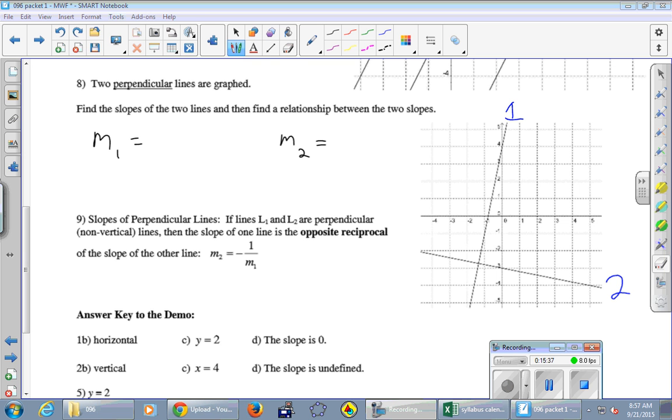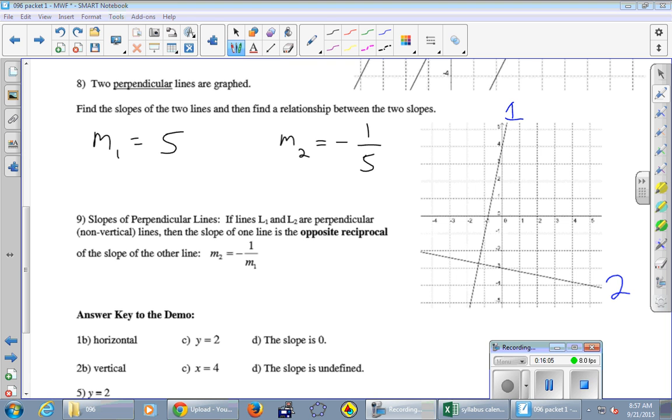Okay, so any of my line 1 people, what's the slope of that rising line? 5? Any of my line 2 people, what's the slope of the other one? -1/5. That's it right there. Okay, so here's our big conclusion. These two numbers have a relationship. What's the relationship between those two numbers?